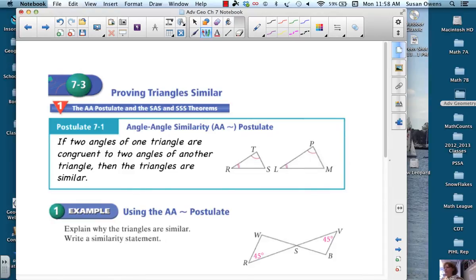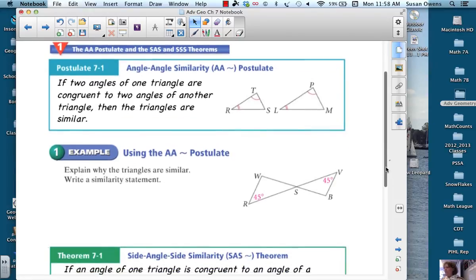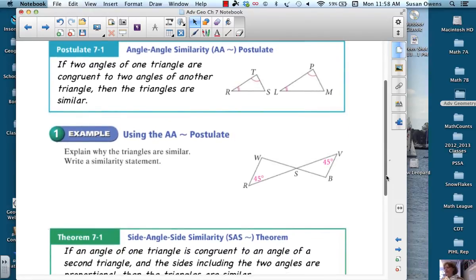This is the easiest one to do. We really can't make these proofs that hard. So I will give you a little hint that any proof on the test probably is not going to be angle-angle similarity because it's far easier than the other one. Okay, so we have an example that says explain why the triangles are similar.